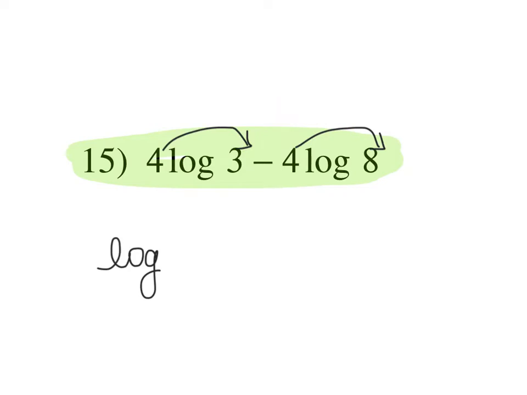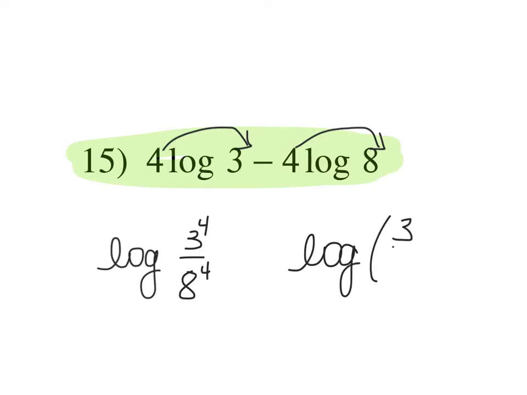Log 3 to the 4th divided by 8 to the 4th power. Do you want us to simplify that or no? No, 3 to the 4th power. Do you need us to simplify? No, if you want to, you can. Somebody asked me last period, well, can I write it like this? Is that the same thing? Yeah, that's the same thing, because that 4 would go to the 3 and to the 8. That's fine.